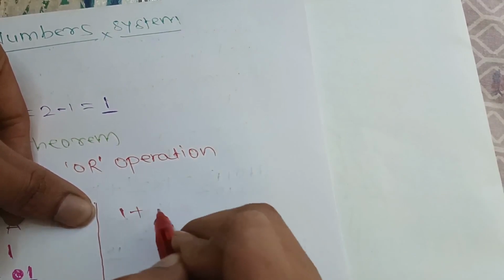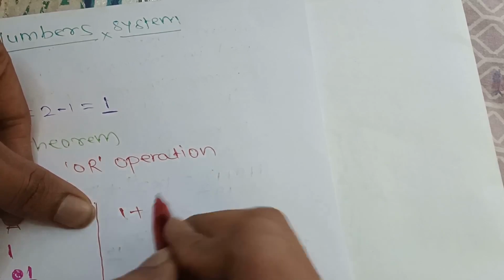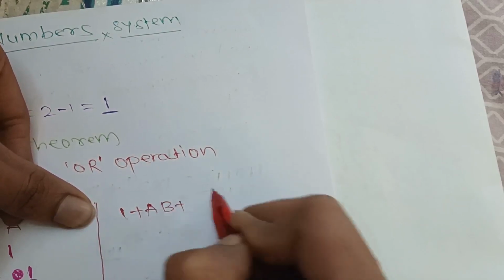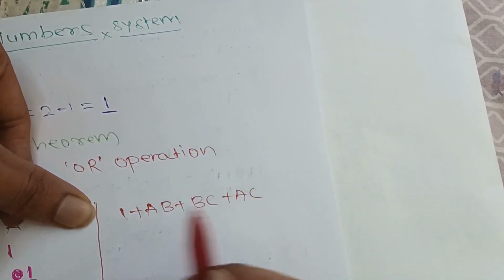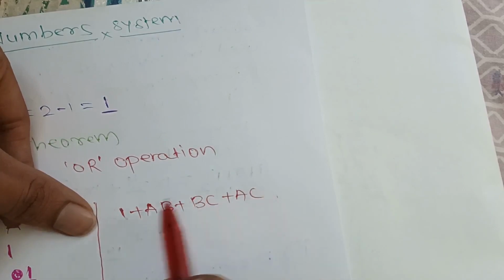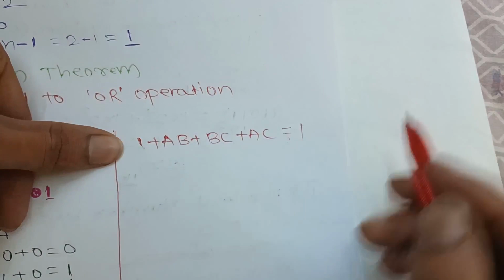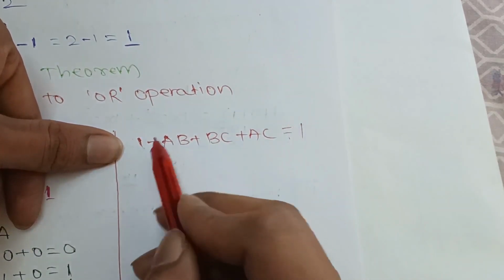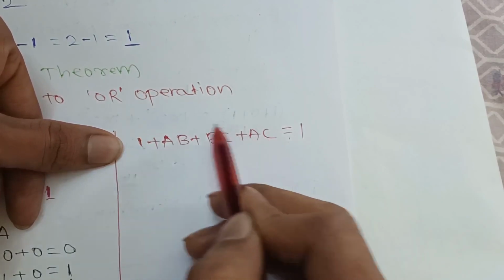So see over here, 1 plus, suppose there are multiple variables like a, b, c. These three variables we are going to consider, and we'll take one dummy example of it: 1 plus ab plus bc plus ac. Whatever equation we have written over here, the ultimate result is going to be 1. It doesn't care about the values that the rest of the equation gets.